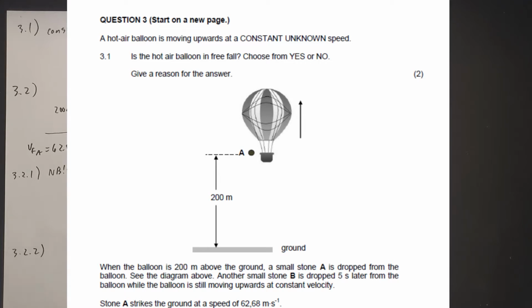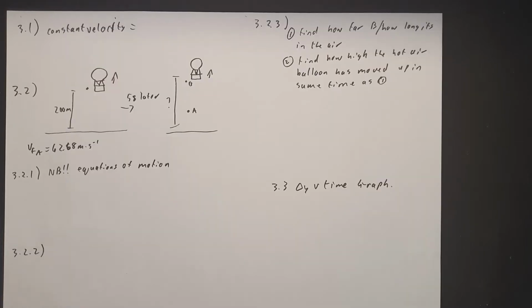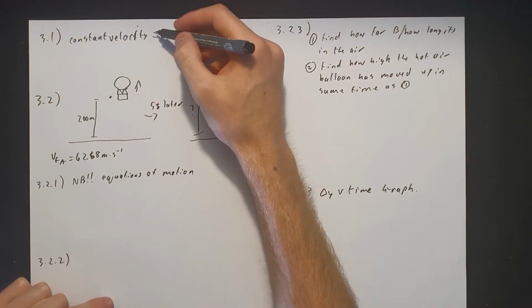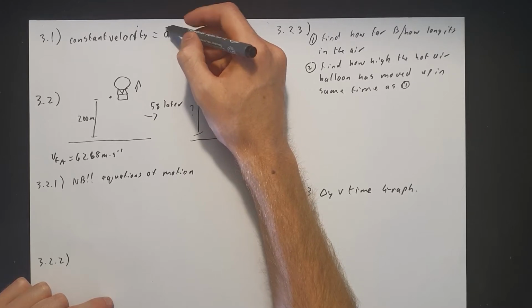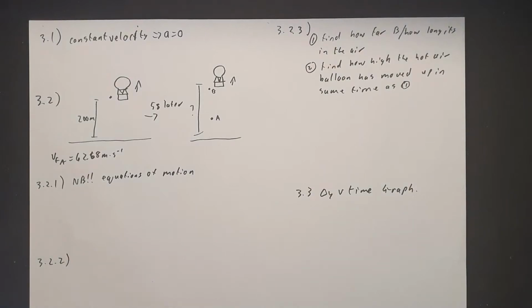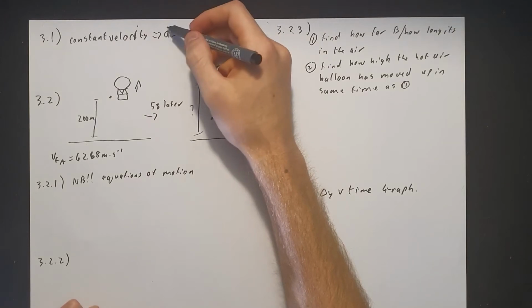Then 3.1 says, is the hot air balloon in free fall? Choose yes or no and give a reason. So what is the definition of free fall? It's when gravity is the only thing acting on the object. If we look at the hot air balloon, it's moving at a constant velocity, which means that our acceleration is equal to 0.